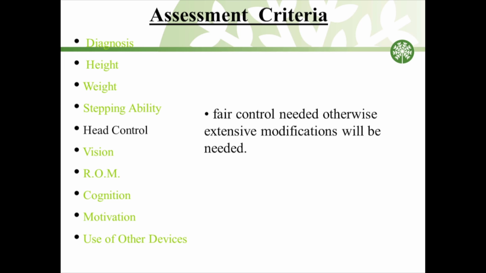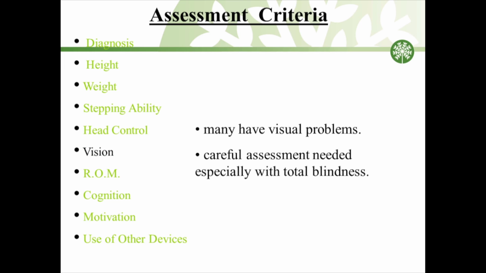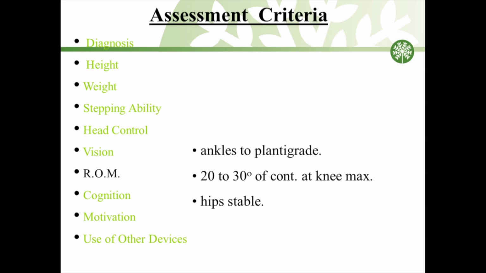Vision is something kind of touchy. I've seen kids with poor vision do okay with them, but it's something you definitely have to consider. If it's complete blindness, they're probably not going to be able to get the most out of it. The restriction here on ankles to plantigrade, we know we can put wedges and things in and make that work, so that's not a deal breaker. Stable hips definitely is. If there's any question about that, they should go see their physician first and make sure that we've got good hip stability before they start using this kind of device.